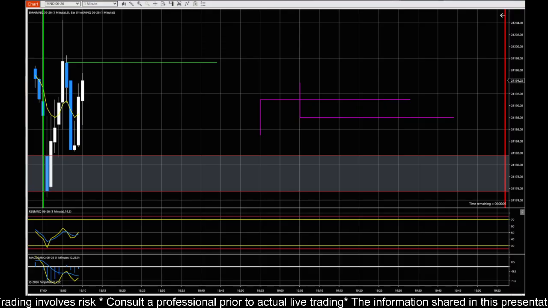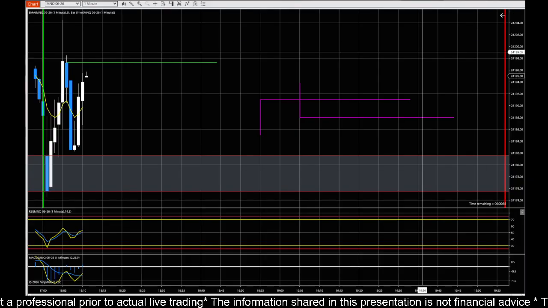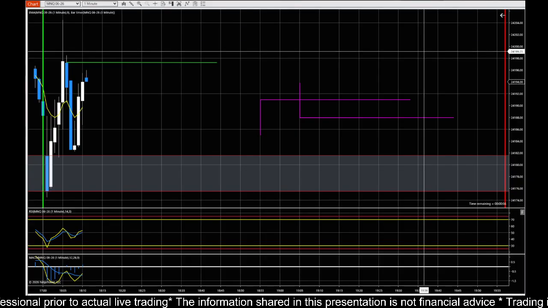We got 8, 7, 6, 5, 4. Let's see what happens. Doesn't look like it's going to do anything yet. We're at 0, so no, it didn't. But this one may go ahead and cross on the sixth one. If it does not, I'm not entering this trade, even if it goes after that.